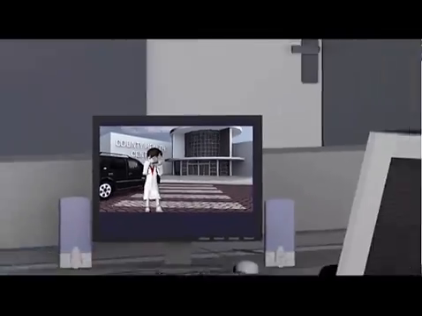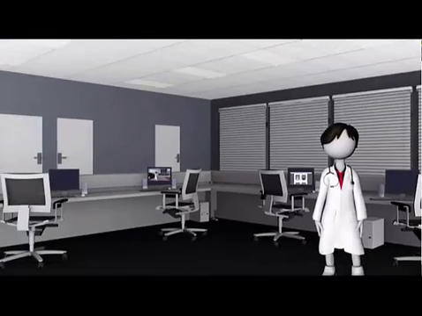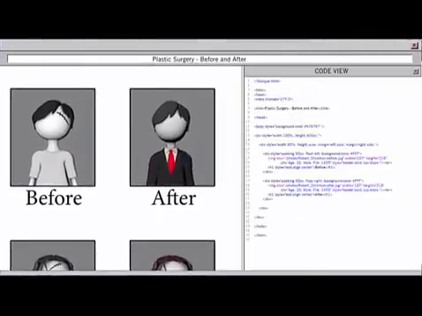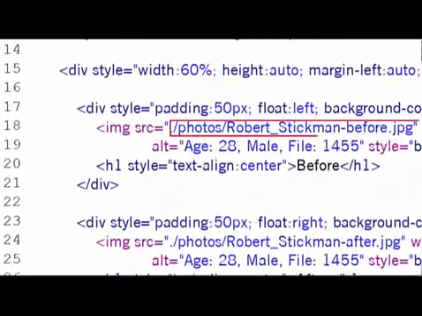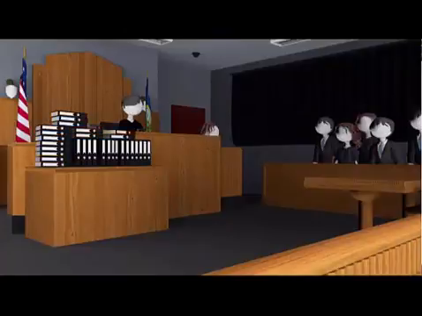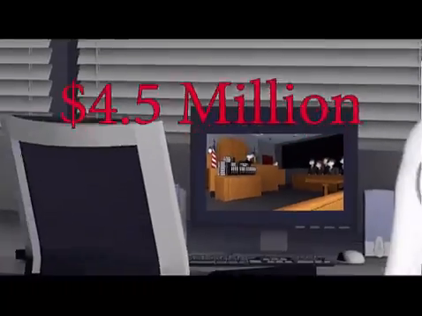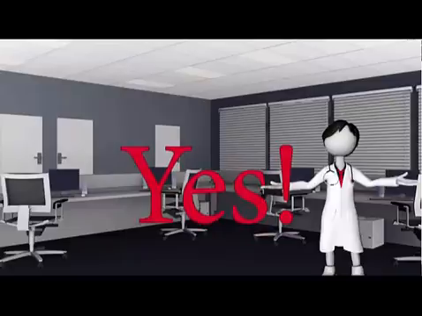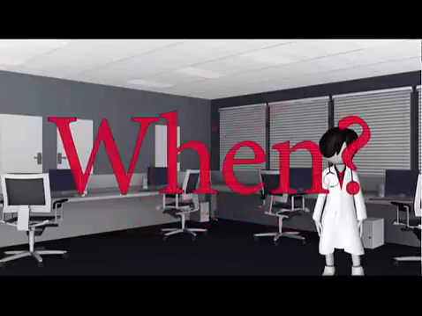The second case involved a plastic surgeon who posted before and after photos of several patients on her website. However, the code for the website was written incorrectly, and the photos that were posted accidentally exposed the patient's personal information. Legal settlements per patient have exceeded $150,000. 15 claims have been filed and 15 additional claims are expected, with a total cost of over $4.5 million. Will you have a data breach or get hacked? Yes. It is not a question of if, but when.